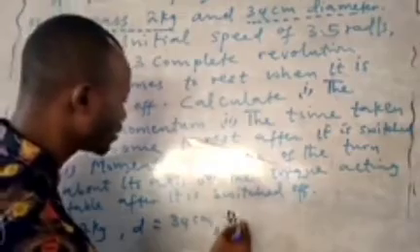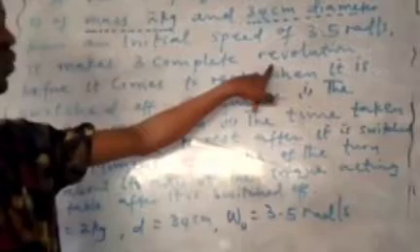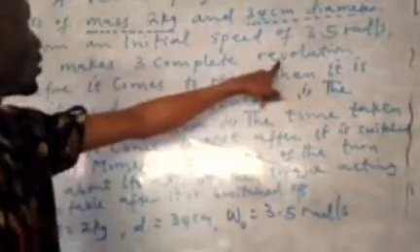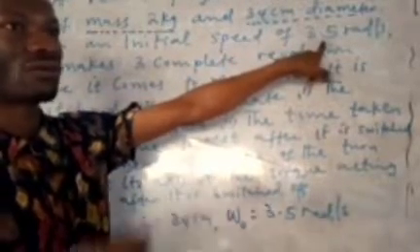So my initial angular velocity, W naught, is equal to 3.5 radians per second. From this initial speed, it makes 3 complete revolutions. That is the number of cycles it covers using this initial speed. So this 3 cycles talks about the angular displacement covered, which is my theta.